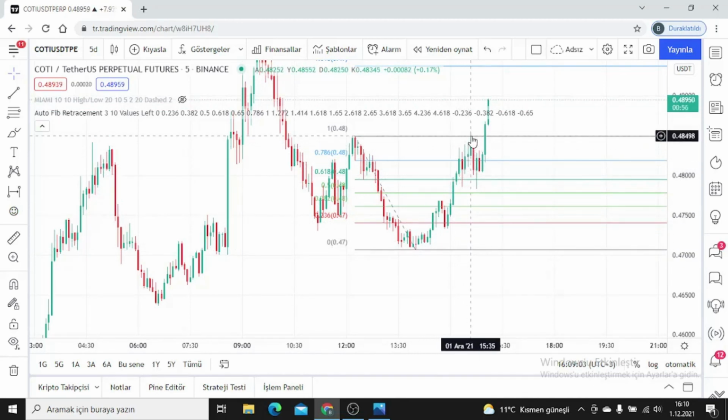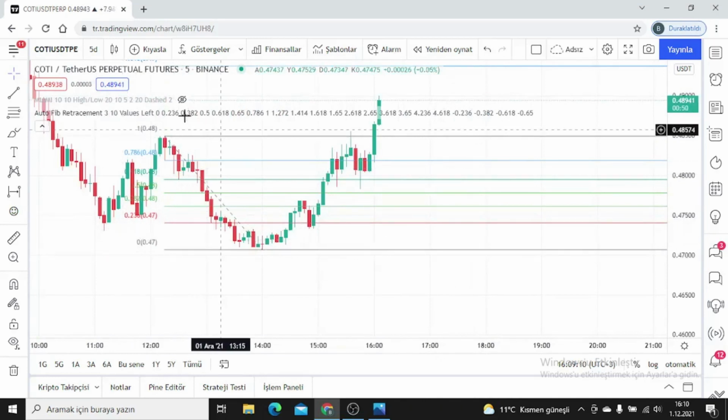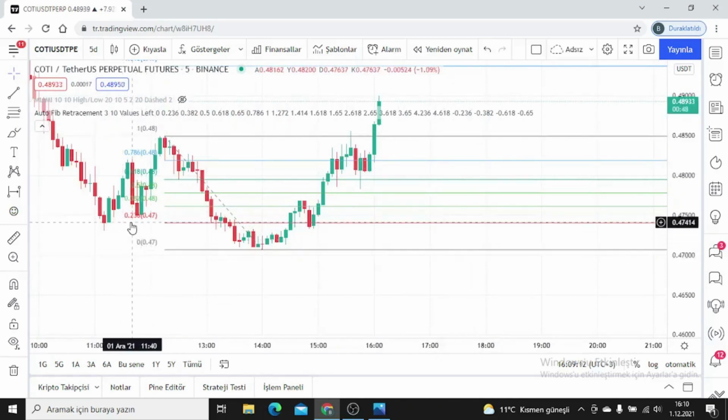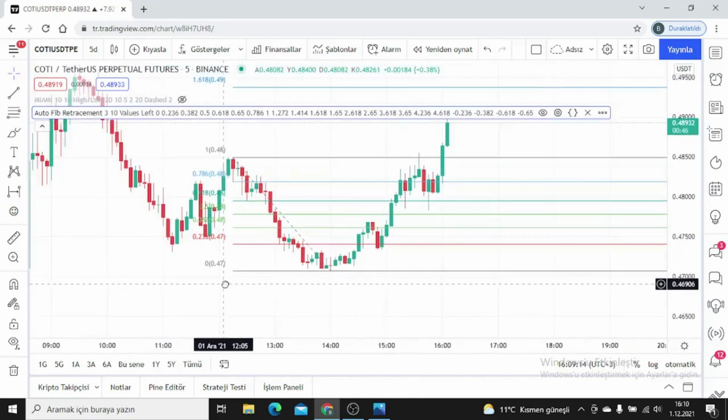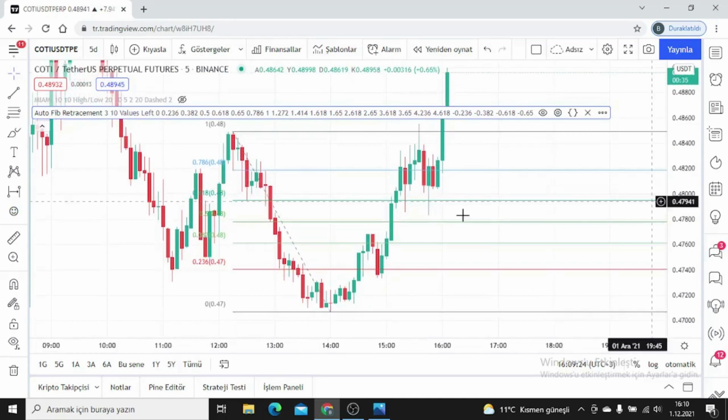The region we call 0.23. There is the region we call 0.328, the region we call 0.50, the region we call 0.618, the region we call 0.786. And all of these regions have a meaning, my friends. I will try to explain these to you.